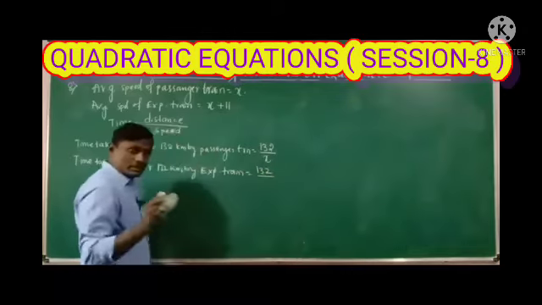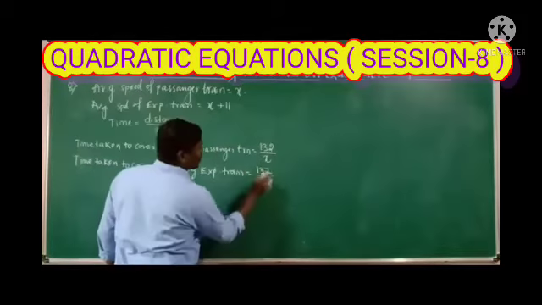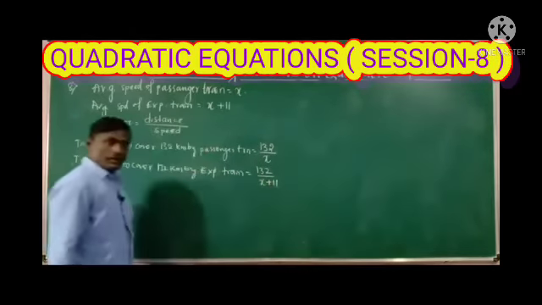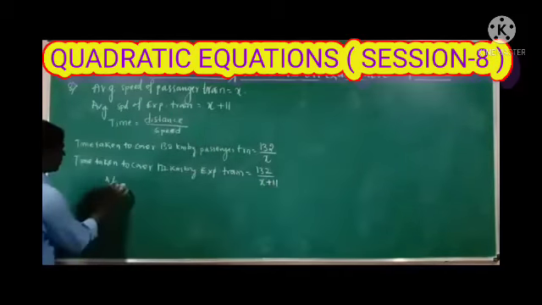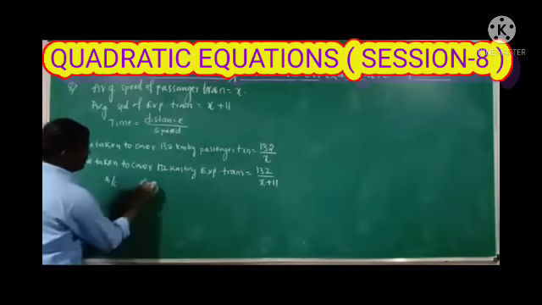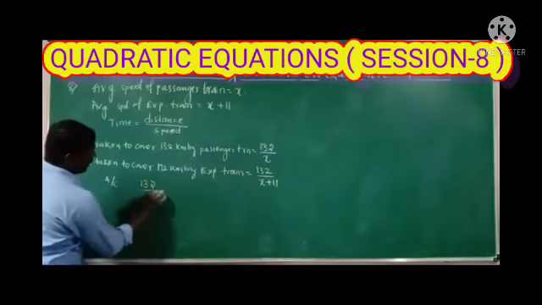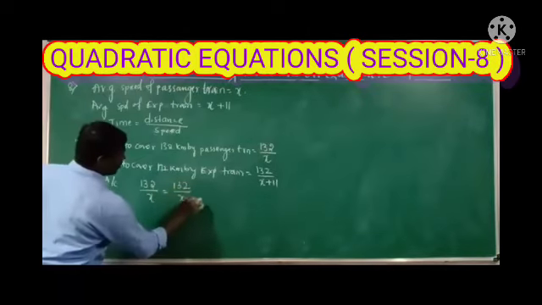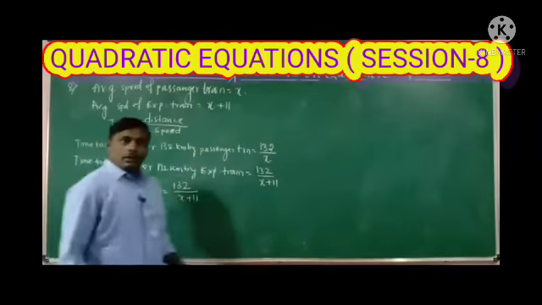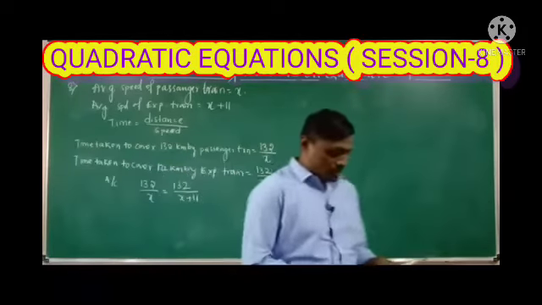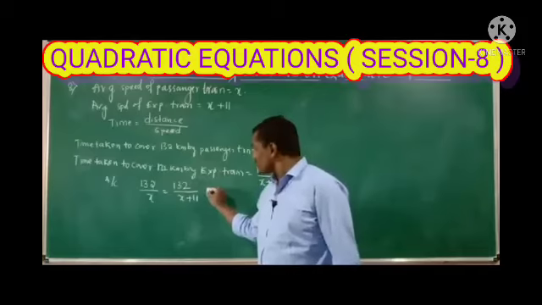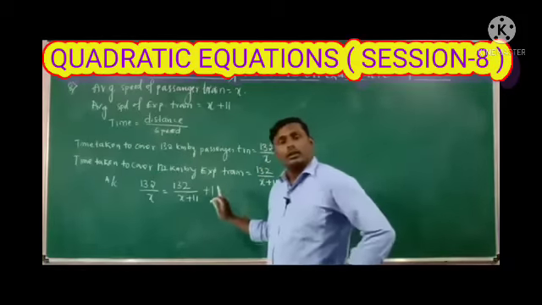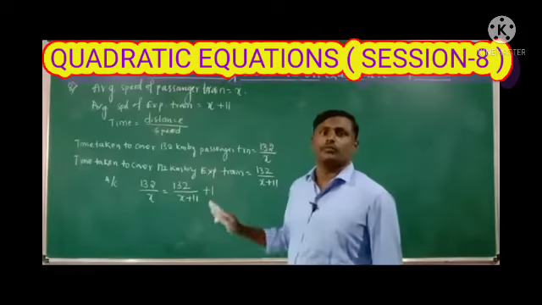132 is the same distance, right? So 132, and the speed of the express train is x plus 11. So according to the given question, 132 by x is equal to 132 by x plus 11. Here the express train reaches 1 hour before. We are adding, it reaches 1 hour before.